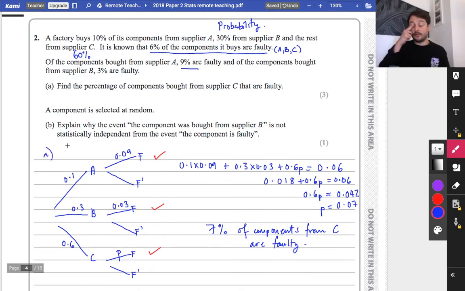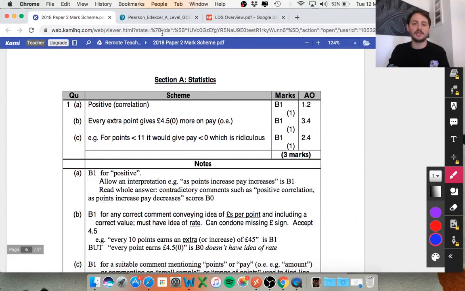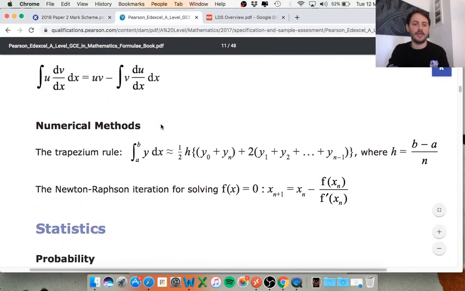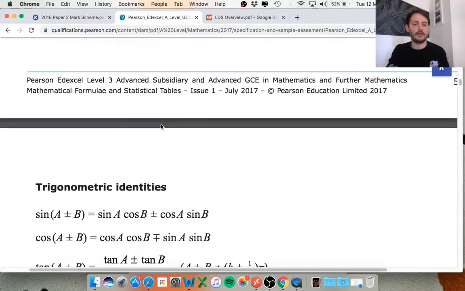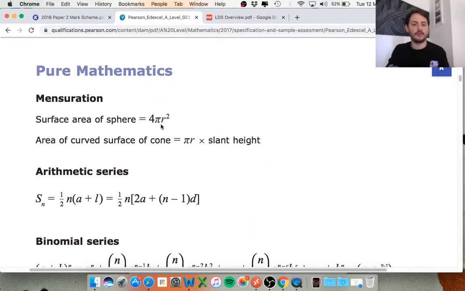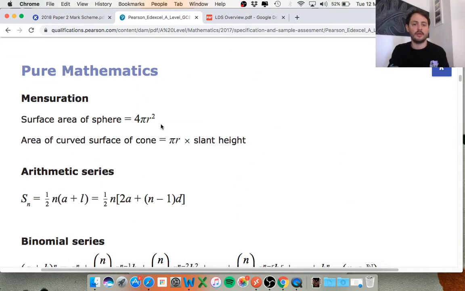Now, part B of the question says that a component is selected at random. Explain why the event the component was bought from supplier B is not statistically independent from the event the component is faulty. Now, actually, this is in the formula book, statistical independence, but it's not in the AS section. It's actually in the A-level section. So this is the A-level section of the formula book. Let's see if I can just show you that at the top of one of the pages. So this is the pure maths bit of the A-level.